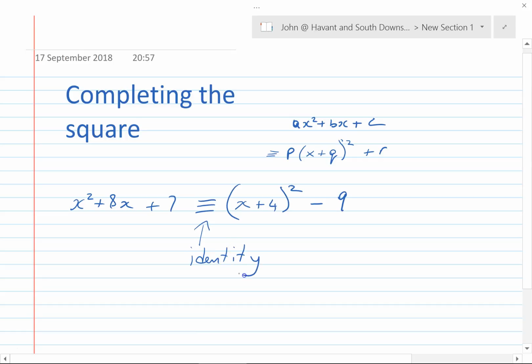And that's what we're doing. We're just finding an exactly equivalent expression, just written in a different way. That's what we're doing when completing the square. Okay, so how do you do it?